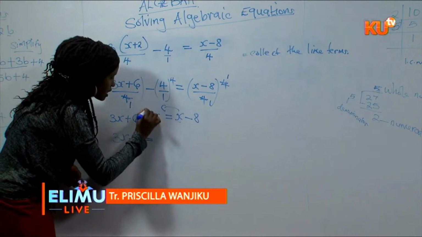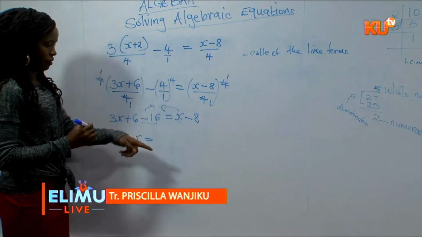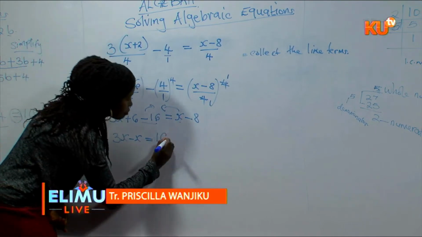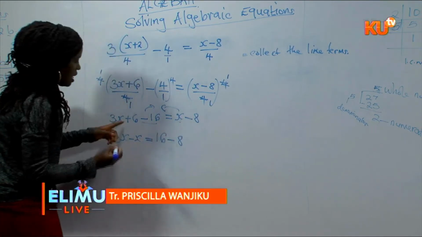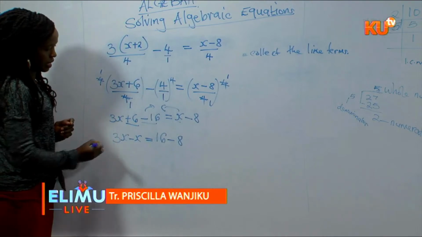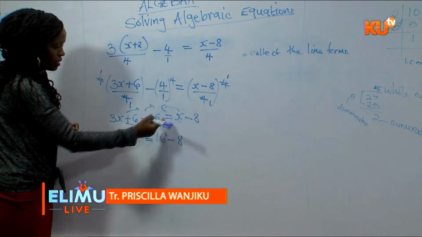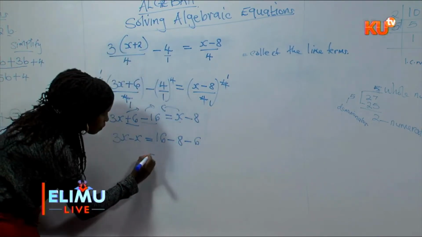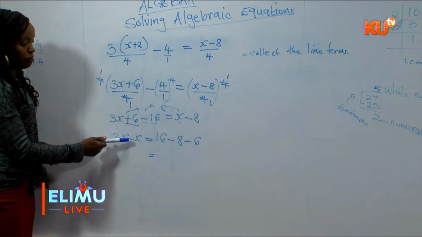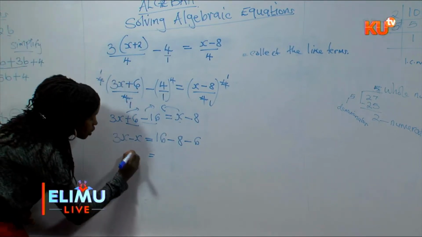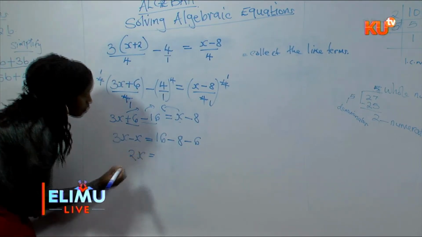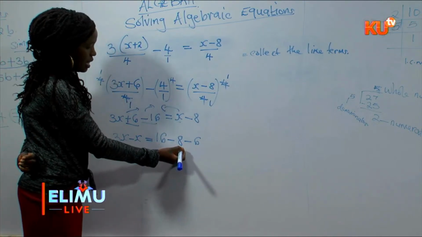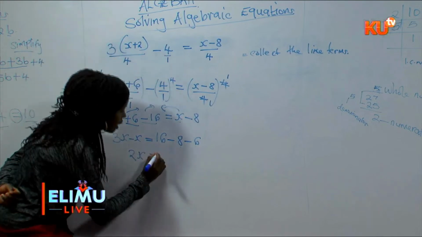So this -16, when it goes to the other side of the equal sign, I'll have 16. Then I can put my -8. This is +6, when it crosses the equal sign, I'll have it as -6. 3x minus x, I'm going to have 2x. 16 minus 8, I get 8. 8 take away 6, I get 2.